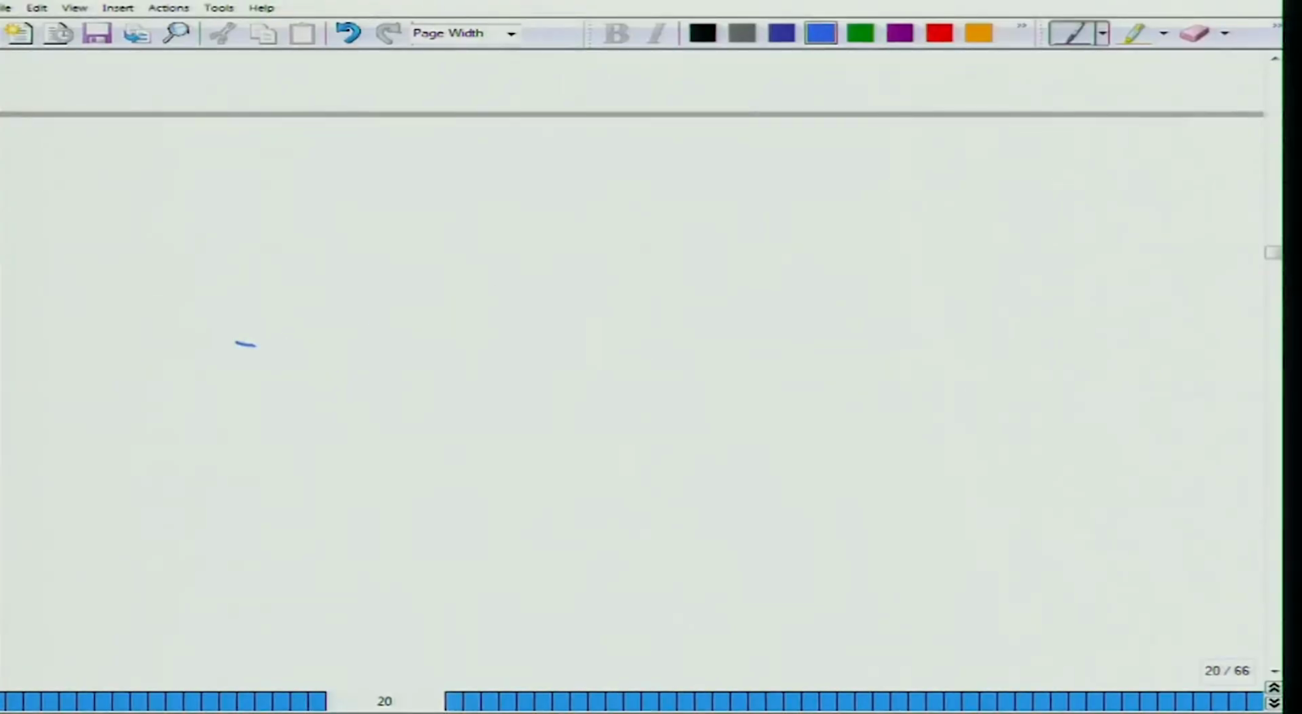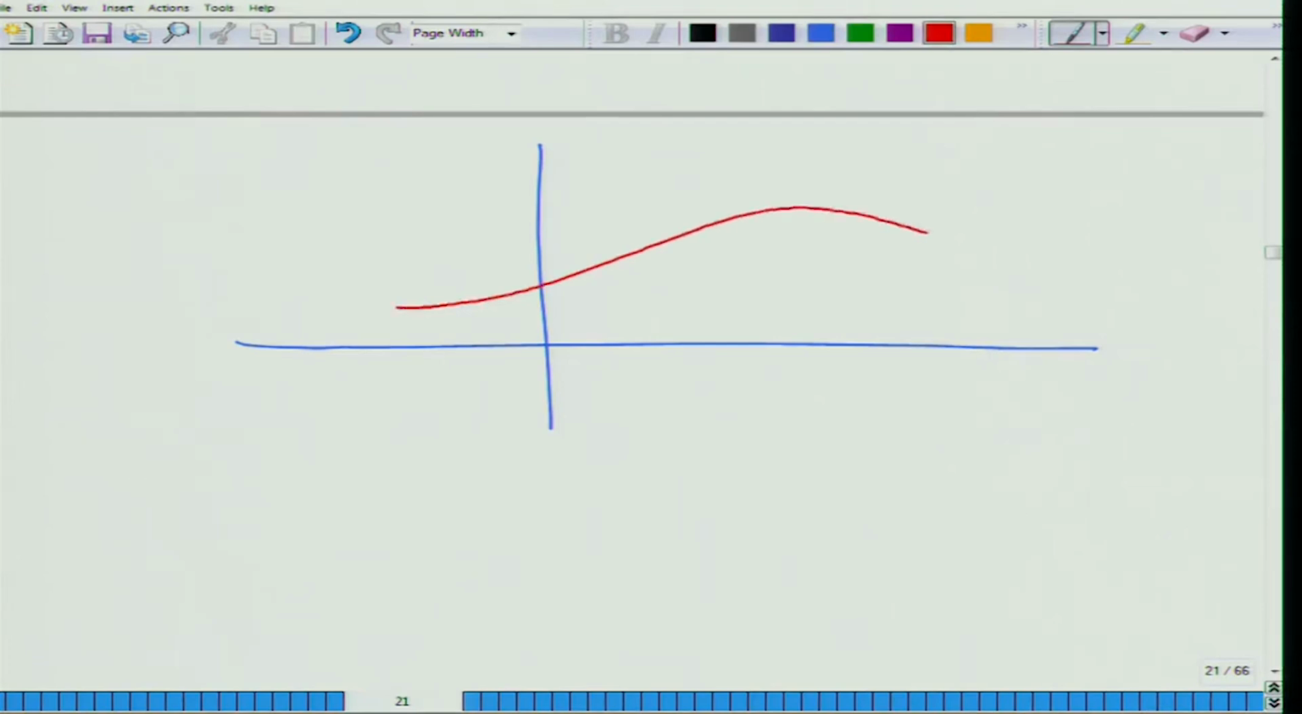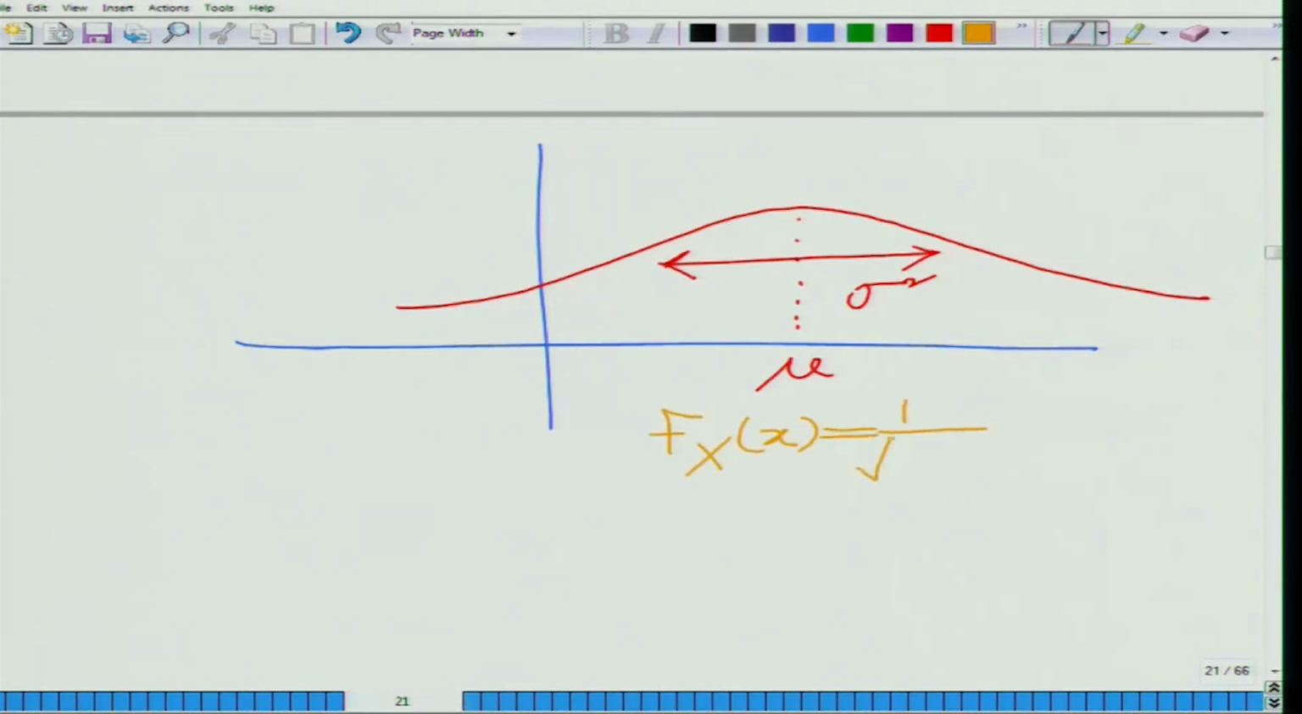As we have seen several times before, the Gaussian probability density function is characterized by a bell shaped curve which has the peak at the mean, and the spread is proportional to the variance. We have the probability density function, that is 1 over square root of 2 pi sigma square, e power minus x minus mu square divided by 2 sigma square.